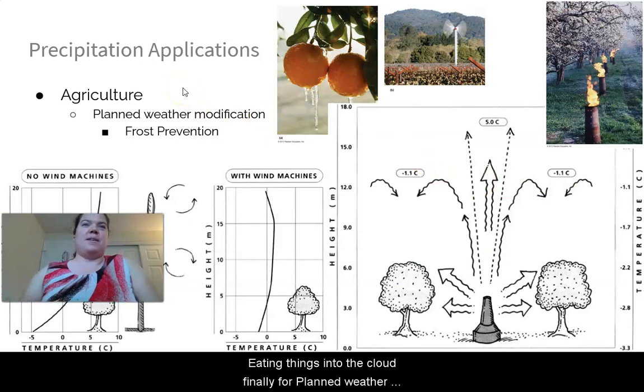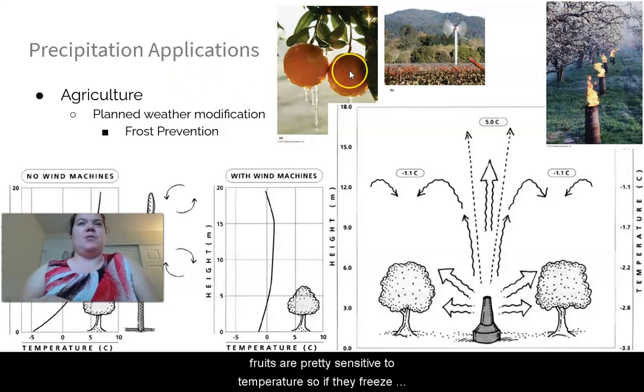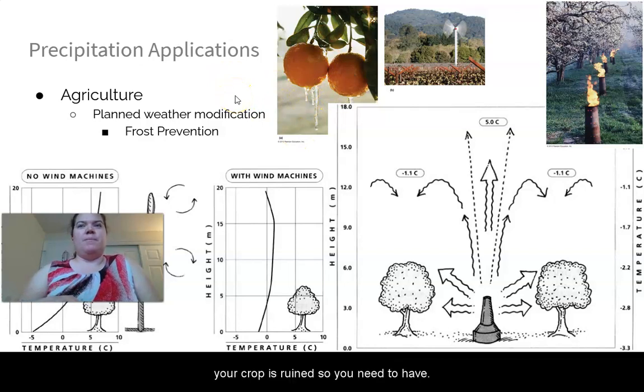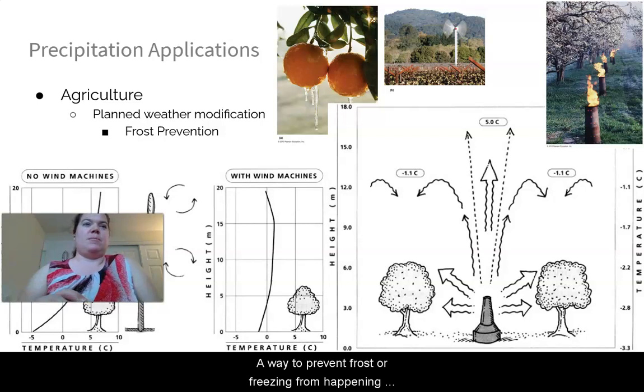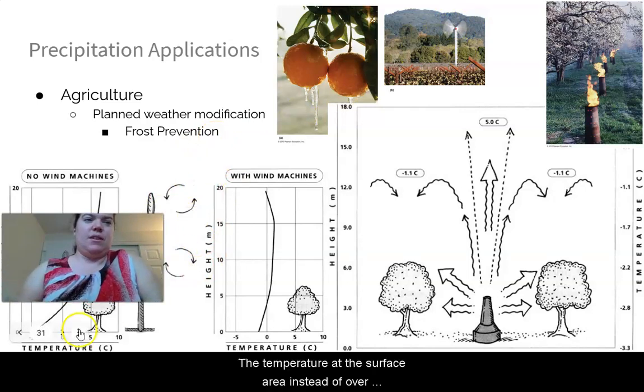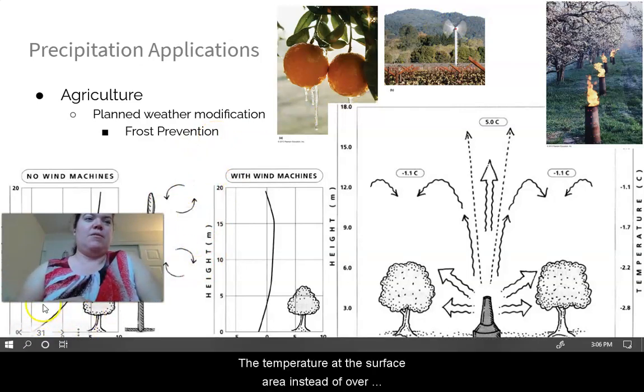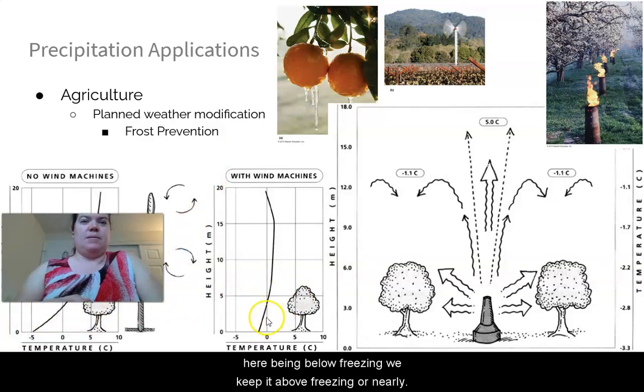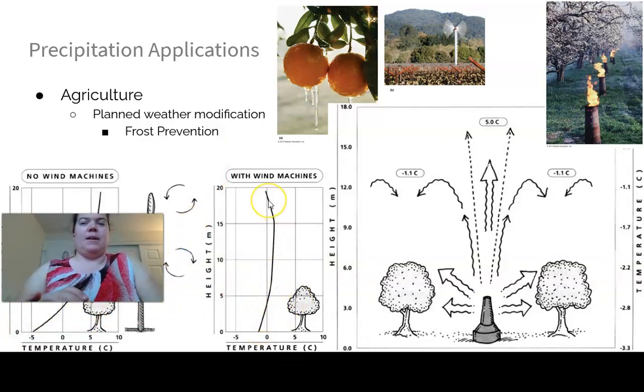Finally, for planned weather modification, we have frost prevention. So if you don't know, oranges or citrus fruits are pretty sensitive to temperature. So if they freeze, your crop is ruined. So you need to have a way to prevent frost or freezing from happening. There are two ways. One is mechanical. I get a wind machine, looks like that in real life, and it mixes the different layers, so I keep the temperature at the surface, right? Instead of over here being below freezing, we keep it above freezing, or nearly, right?